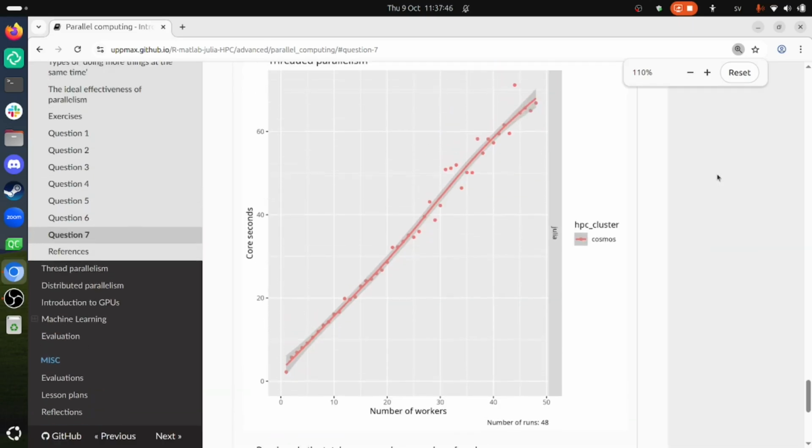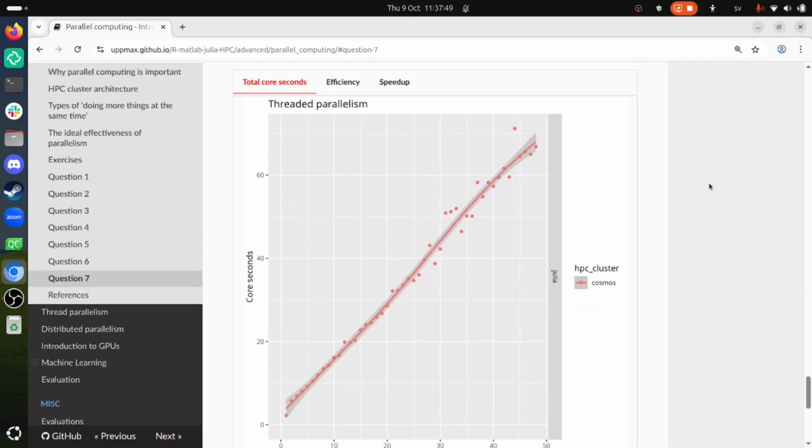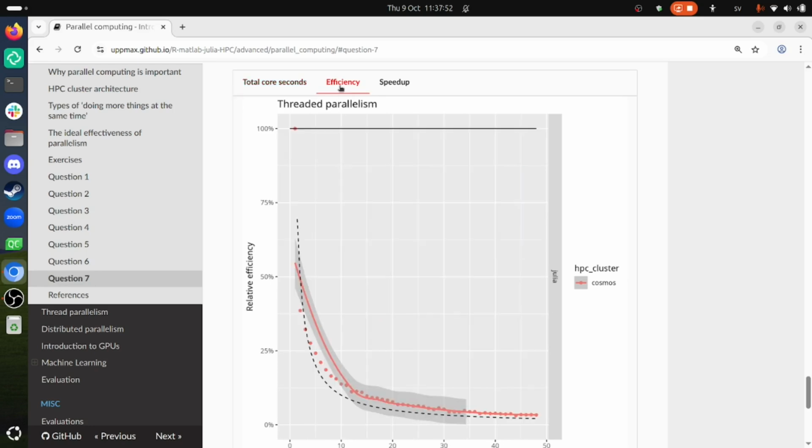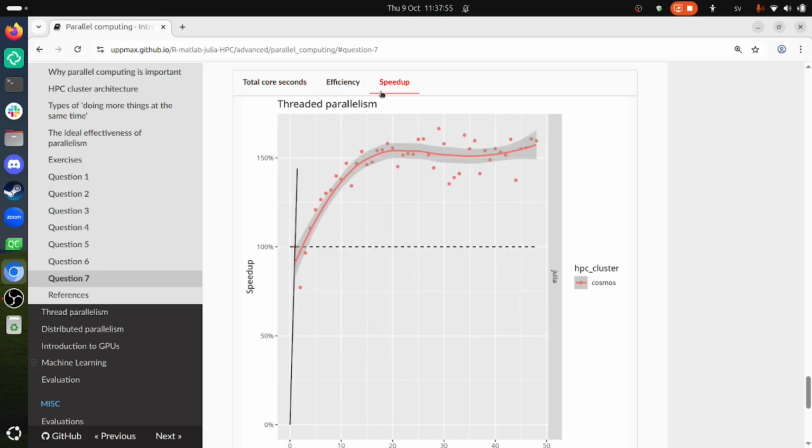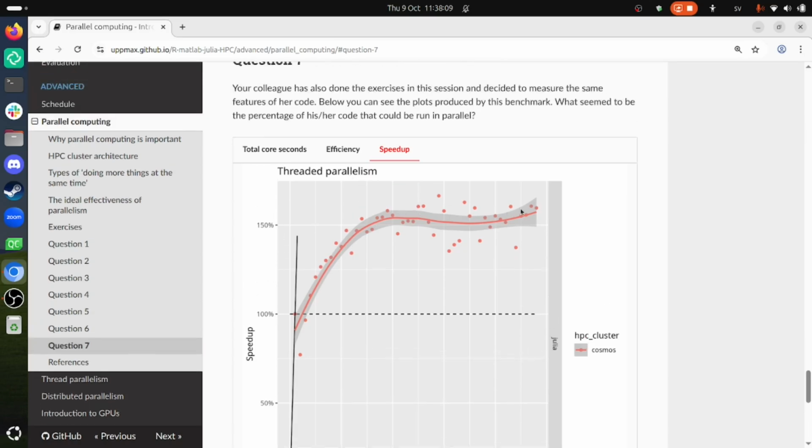Alright, let's zoom out a bit so that it fits on one screen. So here we have total core seconds, efficiency and speedup. Speedup is what we've been working with so far. And we see that the speedup goes to 1.5 typically. So you could argue that in this run, if it goes 1.5 times faster, that means that about 33% can be run in parallel. So if you say 33%, that would be correct.